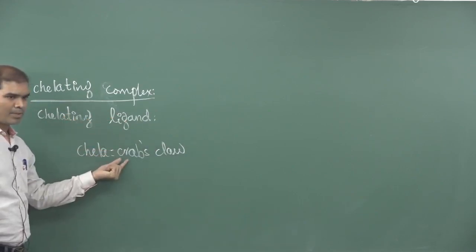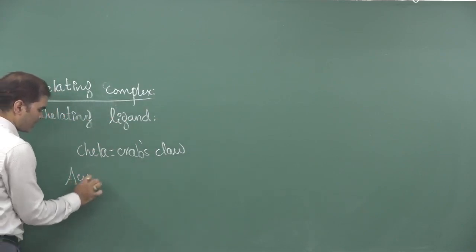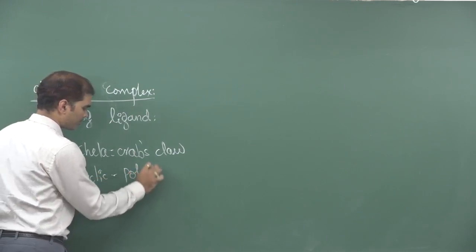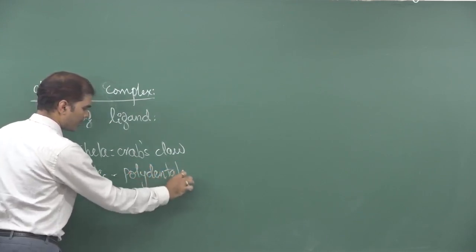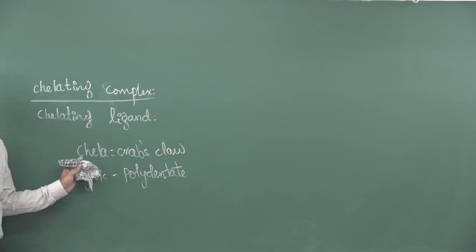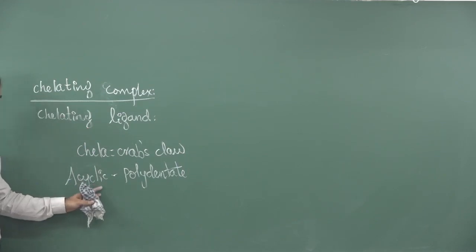Chela means crab's claw. So what type of ligand is a chelating ligand? We call it an acyclic polydentate ligand. It is not a monodentate. It is a polydentate ligand. Moreover, it is an acyclic one. So chelating ligand means it is an acyclic polydentate ligand.